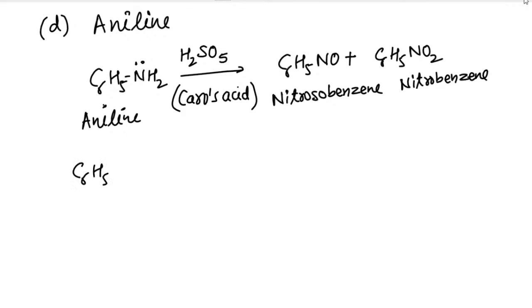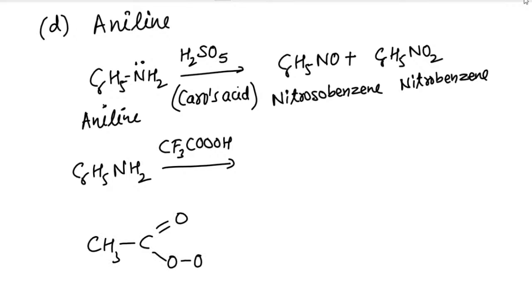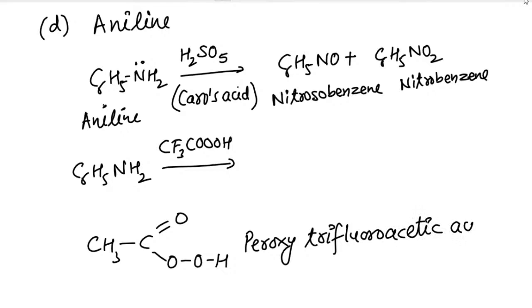Same aniline, if it reacts in the presence of peroxytrifluoroacetic acid, CH3 C double bond O OOH, this is like this. Okay. Peroxytrifluoroacetic acid. Okay. So it will give nitrobenzene as the product.